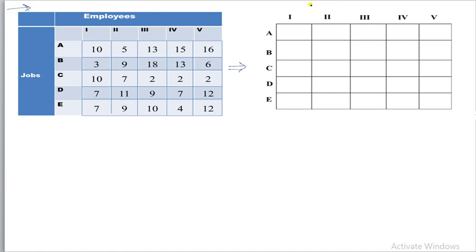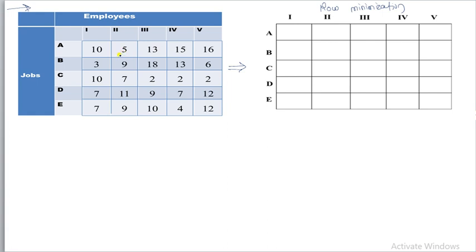We'll have to go for the first step. The first step is called row minimization. Now in the first step, what we are going to do in row minimization is select the smallest element of the row, and subtract it from the entire row.